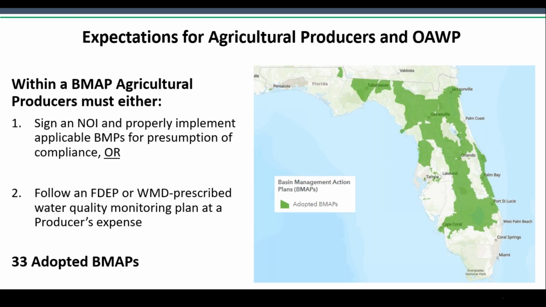OAWP and FDACS is expected to enroll 100% of all agricultural lands within these BMAP areas and verify proper implementation of the BMPs. BMAPs identify areas that need to be enrolled using statewide coverages or watershed and regional level data. These regional plans lack the capacity to review agricultural land use data at a smaller scale, whereas our BMP enrollment data originates at that smaller scale.